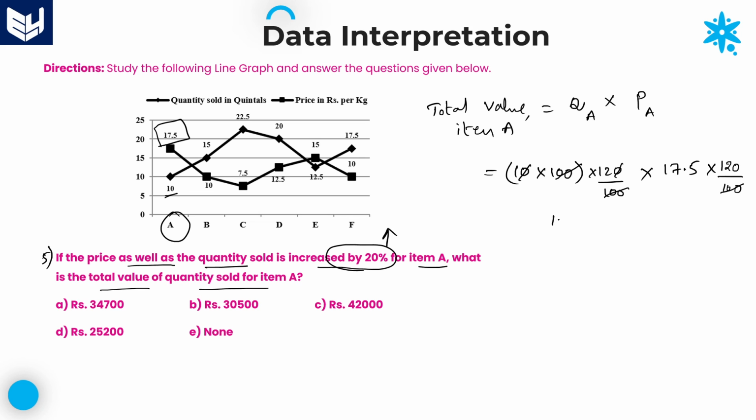Now you just take the values exactly whatever you have written. 12 into, you just write down 17.5 as 175 divided by 10 into 120. Here 0 gets cancelled. Now your required answer is 12 into 12, 144, 144 into 175. That is the required answer that you need to calculate. You need to multiply these two values, 144 and 175.